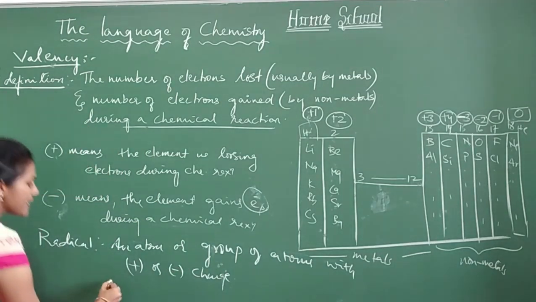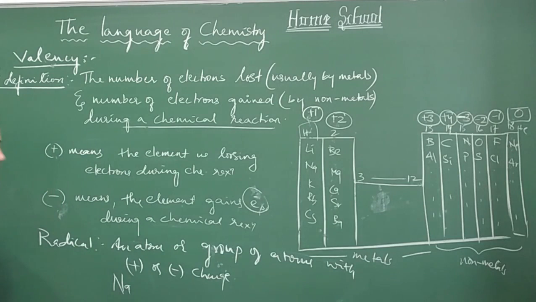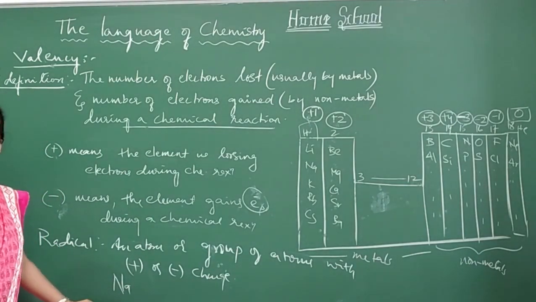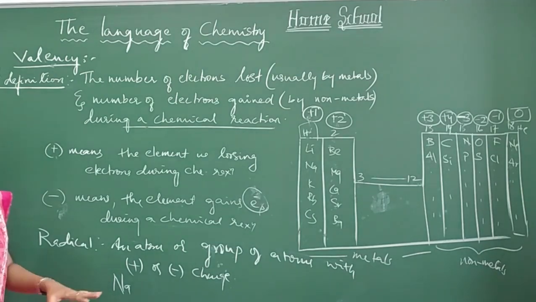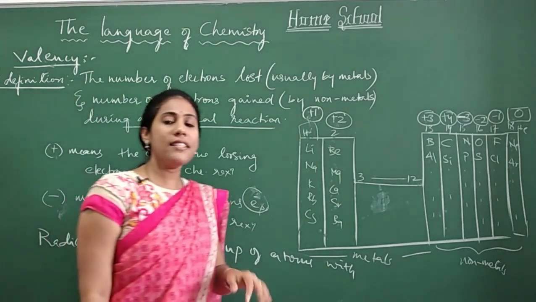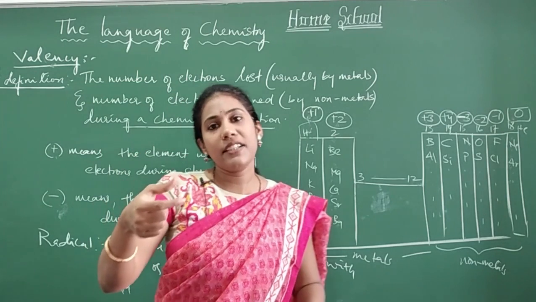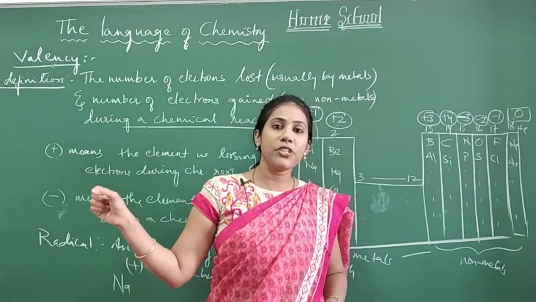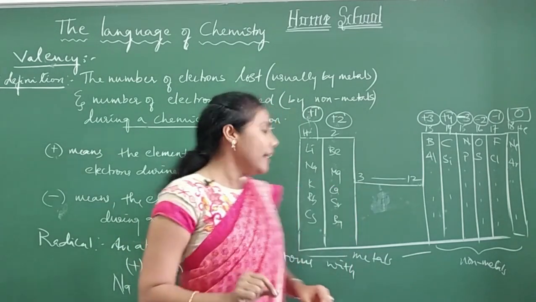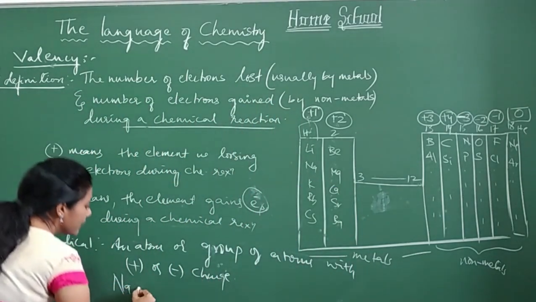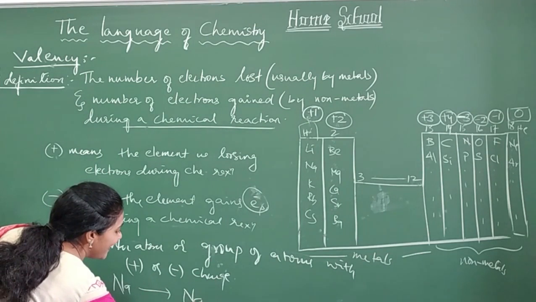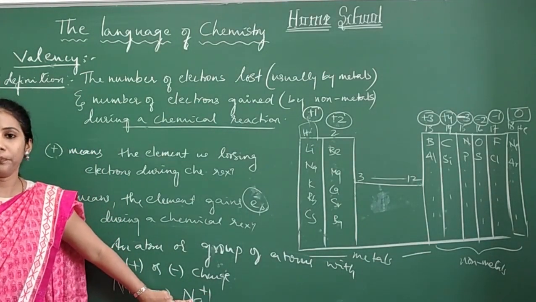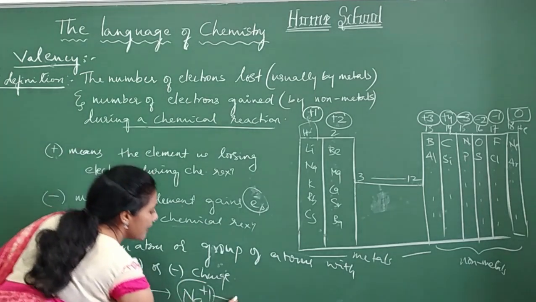Say for example, if I just write the symbol Na, it means what? Sodium, 1 atom of sodium. So an atom is always neutral. It is because the number of positive charges, that is protons, is always equal to the number of negative charges, that is electrons. But you know, the same sodium, if I write it along with the valency, then it becomes a radical.